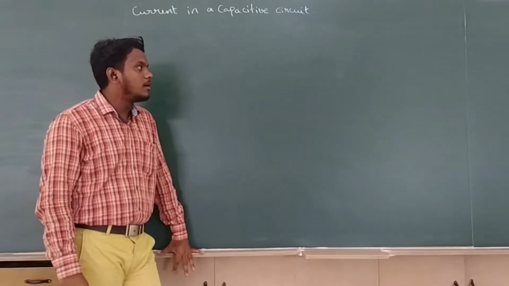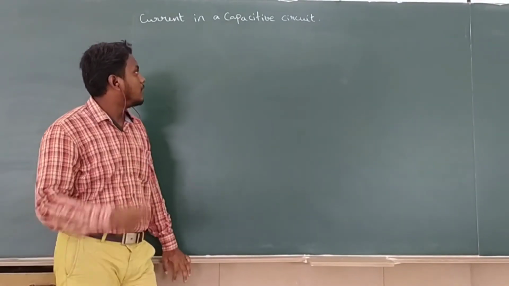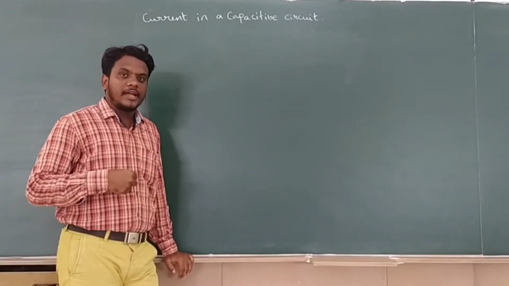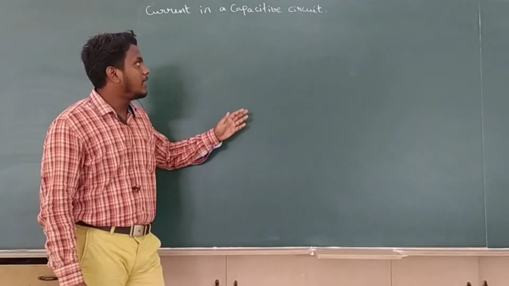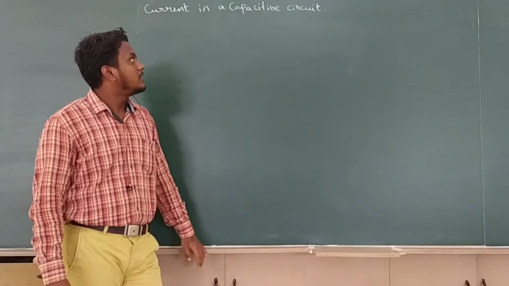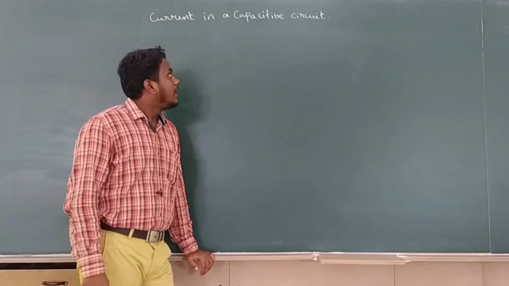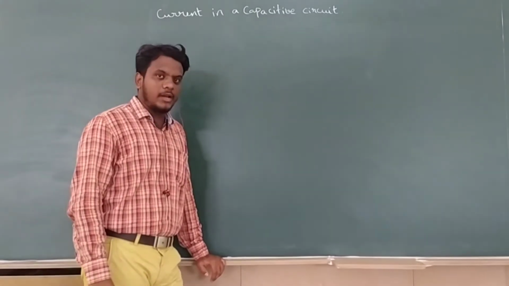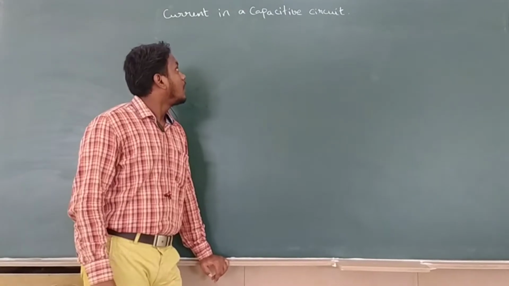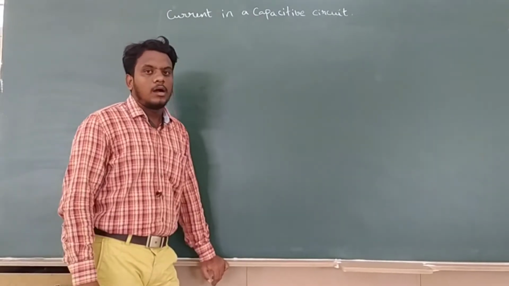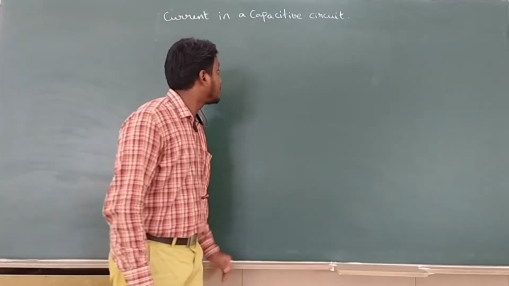Hello students. So today's topic is current in a capacitive circuit. So far we have seen current in a resistive circuit and current in an inductive circuit, and we have found that in a resistive circuit current and voltage are in phase, and in an inductive circuit the current lags behind voltage by 90 degrees. So now we will see how the value of current corresponds to a capacitive circuit.